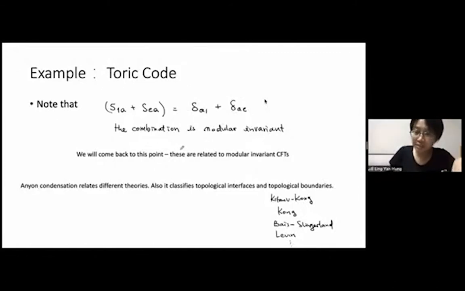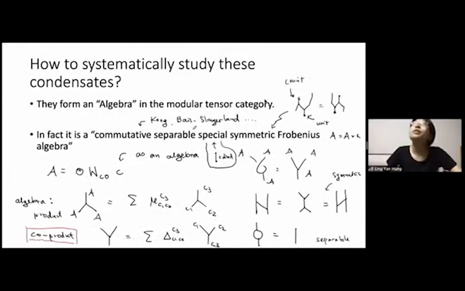This is important because when I start talking about the connection with CFTs, this is precisely how a modular invariant CFT would come up. So let me speed up a little, or a lot. I told you the physics of anyon condensation. There's actually a very rigorous mathematics to describe these condensates, and what it does is form something called an algebra in the modular tensor category.